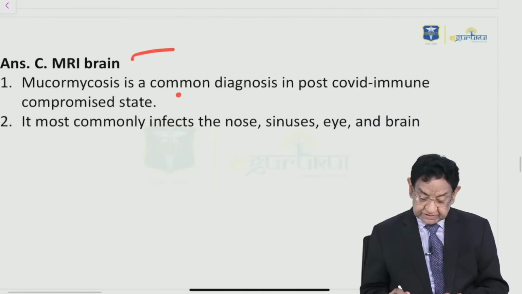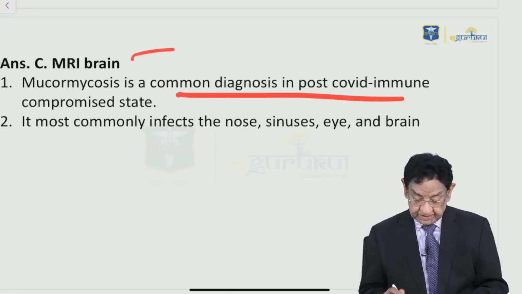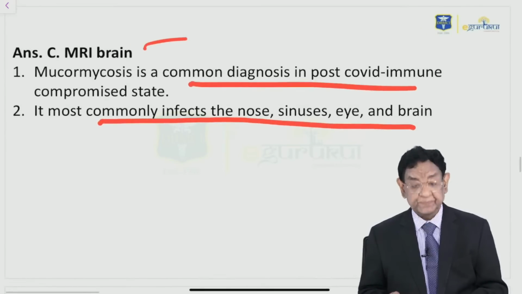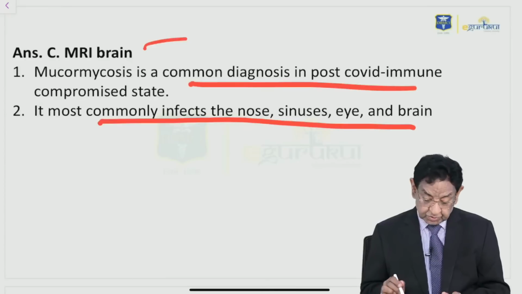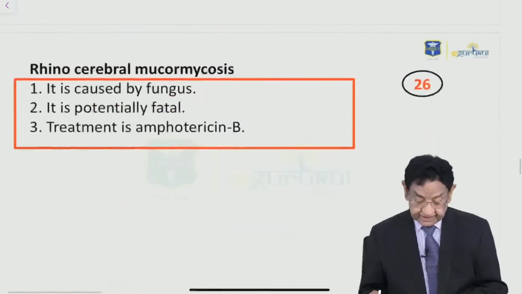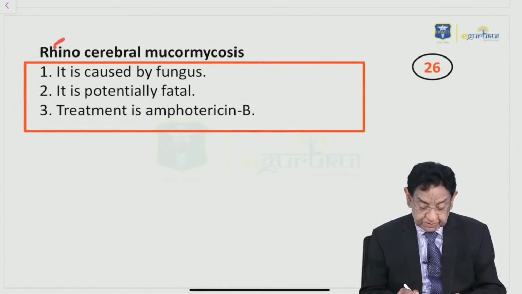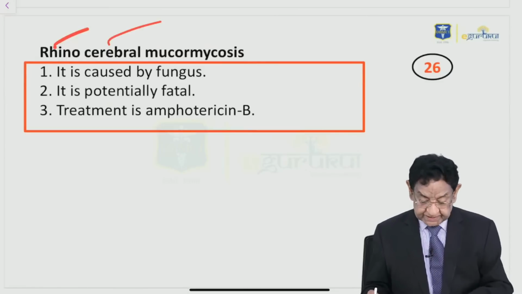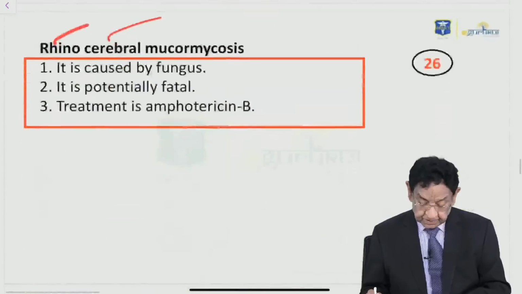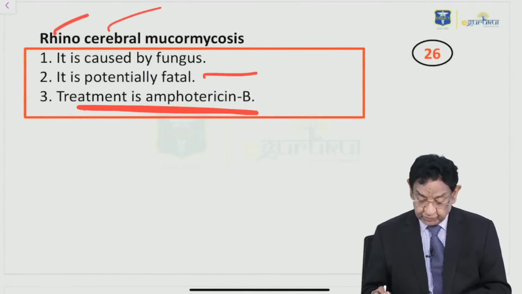Mucormycosis is a common diagnosis in post-COVID immunocompromised patients. It most commonly infects the nose, sinuses, eye and brain. Mucormycosis is a fungus. So let's talk about rhinocerebral mucormycosis. Rhino means nose, cerebral means brain. As I mentioned, it can involve the nose, sinus, and brain. Caused by fungus, potentially fatal. And treatment is amphotericin B.